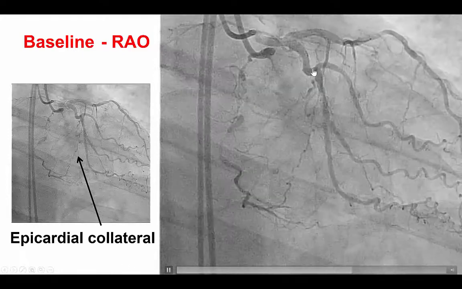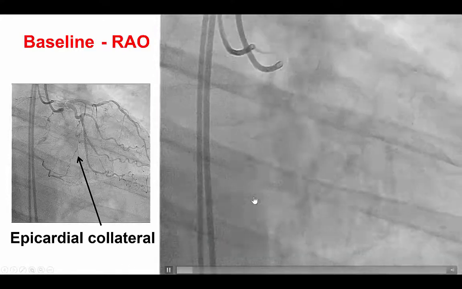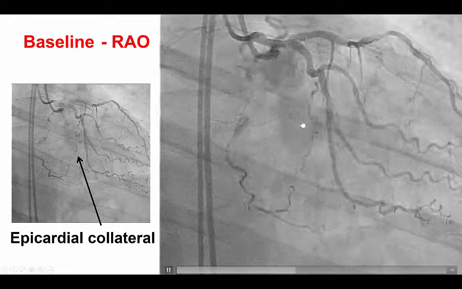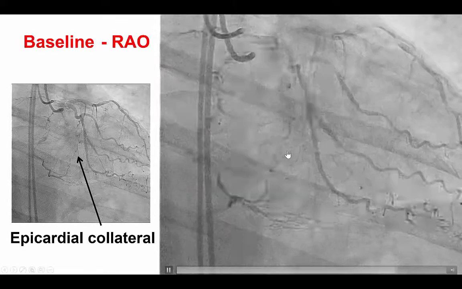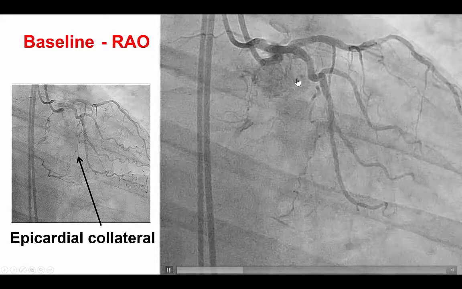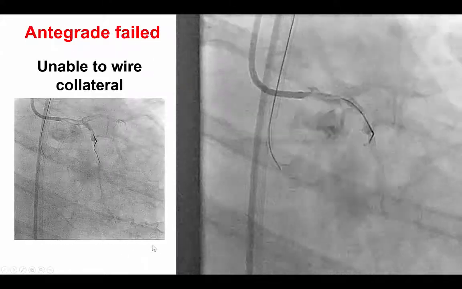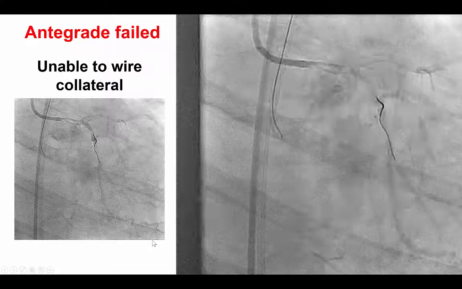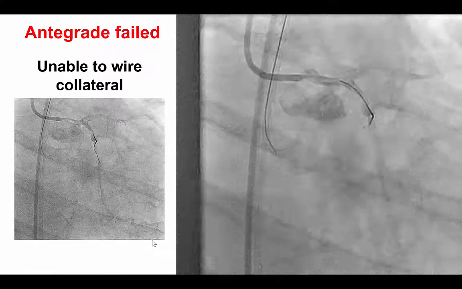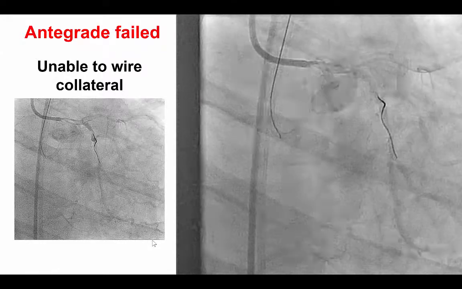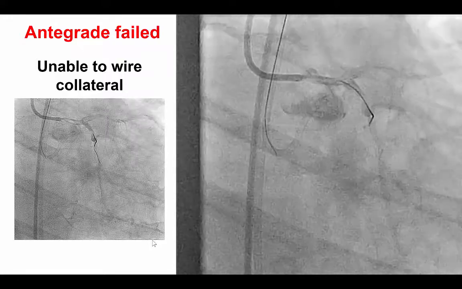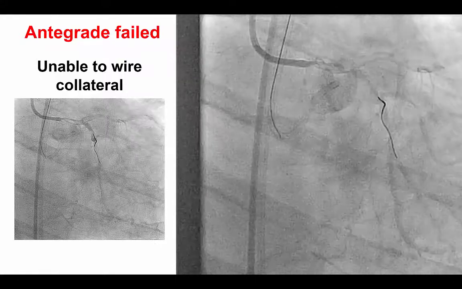And this is the aerial view showing again the origin of this epicardial collateral. It is small and tortuous, so it's not the best collateral, but there appeared to be some chance of crossing this. So we tried antegrade first, and we spent some time with wire escalation, but we were unable to achieve progress, and that's why we decided to do a brief retrograde attempt.